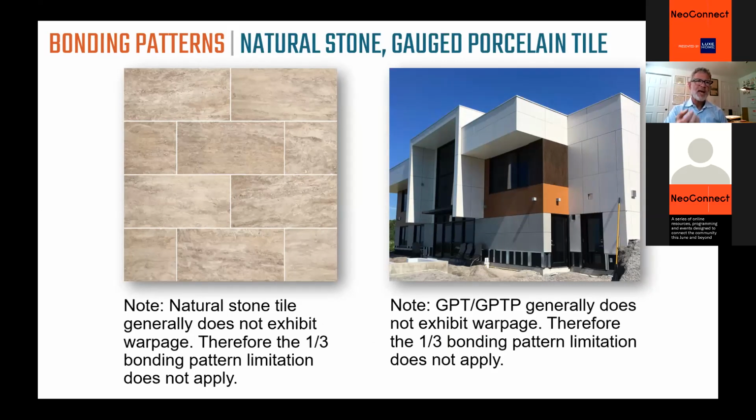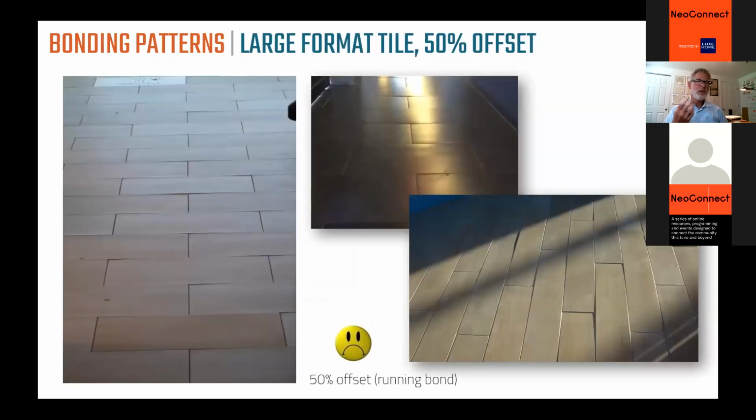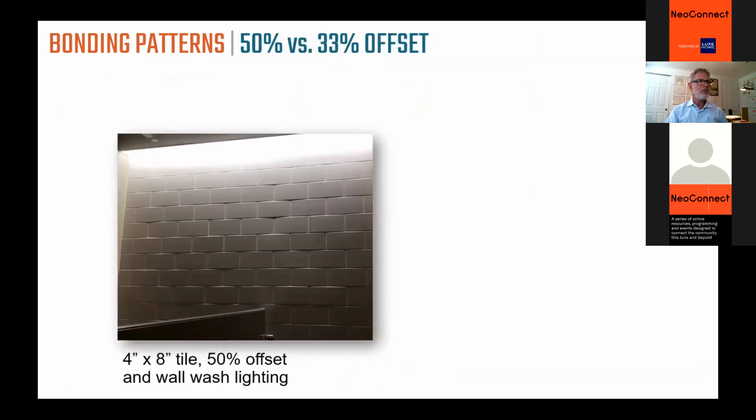Natural stone is exempt from that restriction of the 33% maximum offset. Gauged porcelain tile is also exempt from that restriction because these materials are not warped. It is the plank tiles, ceramic tiles that are very long and thin, or porcelain tiles that are planks, that are notorious for being warped, as you can see in the pictures. So you can mitigate a lot of those problems by offsetting them 33%.